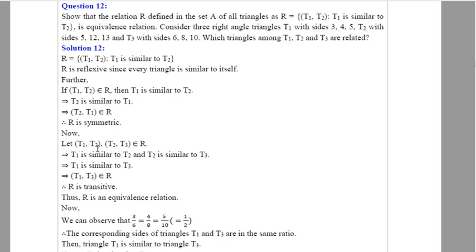For (T1, T2) and (T2, T3): T1 is similar to T2, and T2 is similar to T3. It means T1 and T3 are also similar. So (T1, T3) belongs to R, so R is transitive. Hence R is an equivalence relation. But one thing you observe here: 3 to 6, 4 to 8, 5 to 10, the ratio is constant. 3 by 6, 4 by 8, 5 by 10 equals 1 by 2. It means these sides of triangle T1 and these sides of triangle T3 are proportional, so T1 is related to T3. Hence triangle T1 is similar to triangle T3.